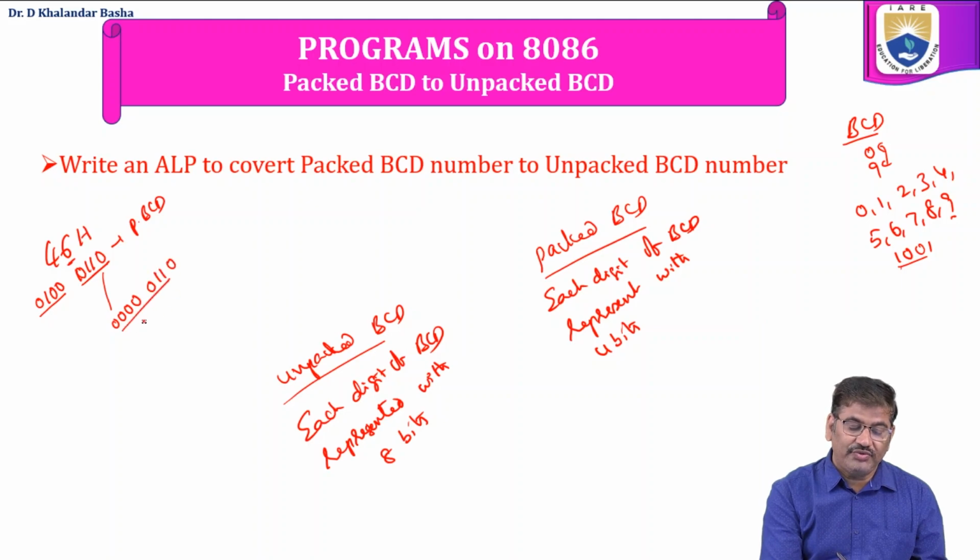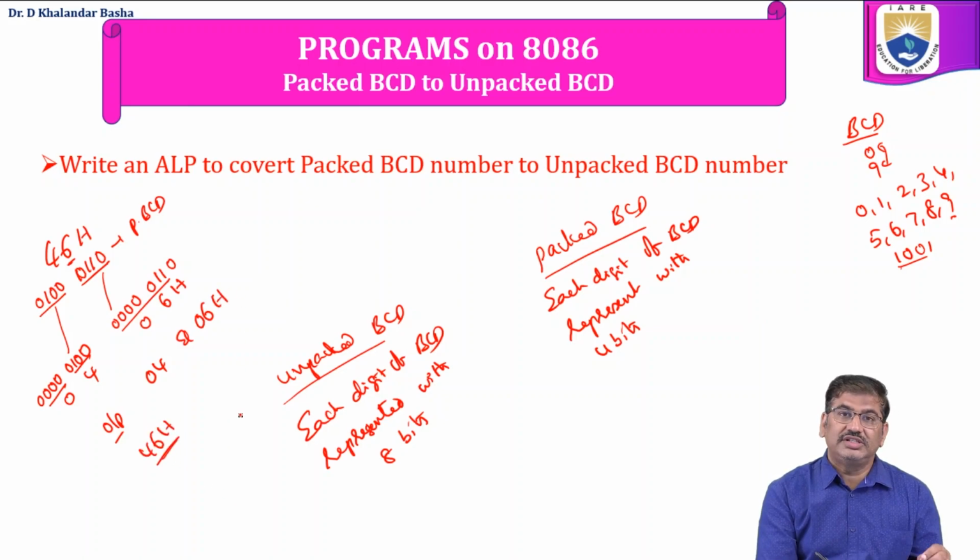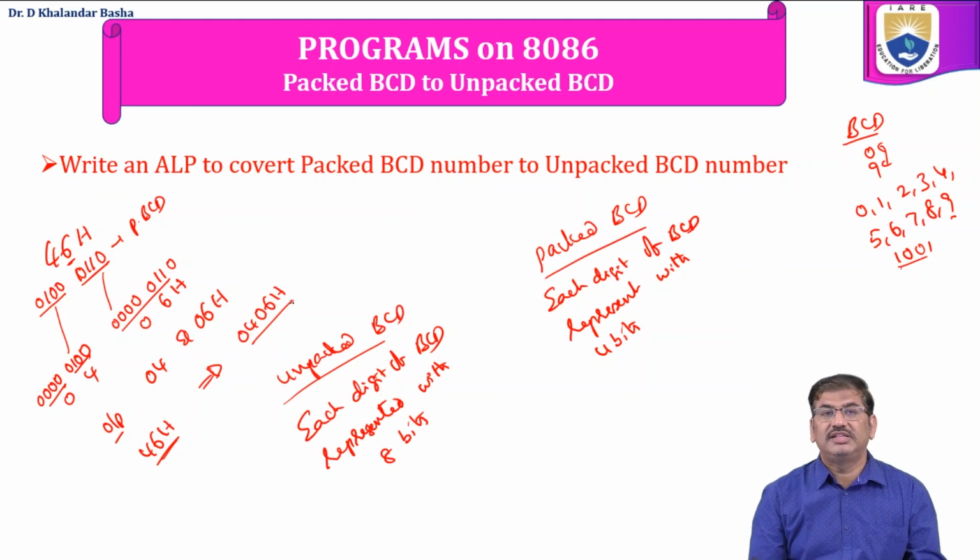So the output of this we have to get as 06H. Whereas 0, 1, 0, 0 we have to represent as 0, 0, 0, 0, 0, 1, 0, 0, that is 04H. So the output we are expecting is 04 and 06. The 46H, which is the input in packed BCD, is converted into unpacked BCD as 0406H. This is the output we are expecting.